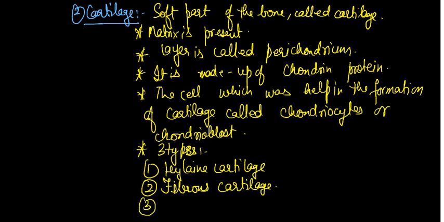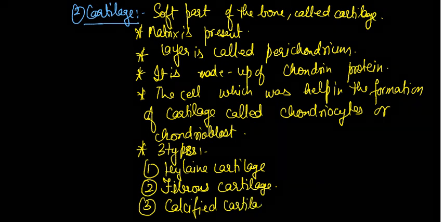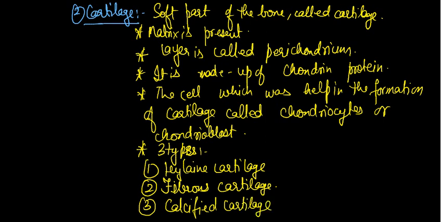The third one is called calcified cartilage. Calcified cartilage is present on the snail, that is on the layer of the frog, and so on. Okay, so this is all about skeletal connective tissue. And the last one is epithelial tissue. That is important.